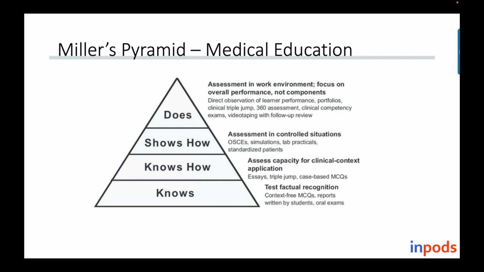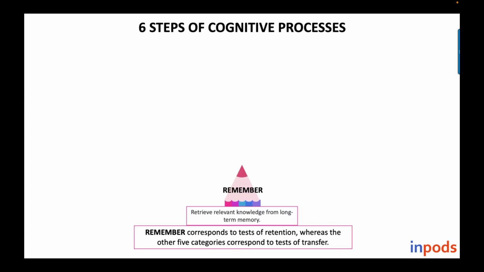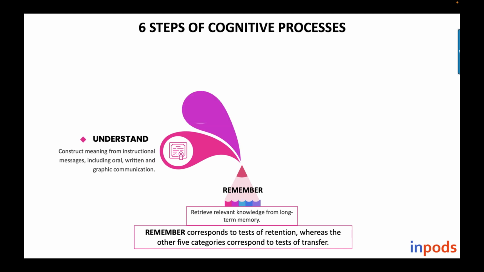Now, in medical education, they use Miller's pyramid: knows how, shows how, and does. So conceptually, it is exactly the same as Bloom's taxonomy. In ancient Indian philosophy, there are 8 such steps mentioned. All said and done, the cognitive process, which has 6 steps in it, starts with remembering things, right? So remember is the foundation of this cognitive process. If the remember step is missing or weak, then the transfer of knowledge is going to be a problem.